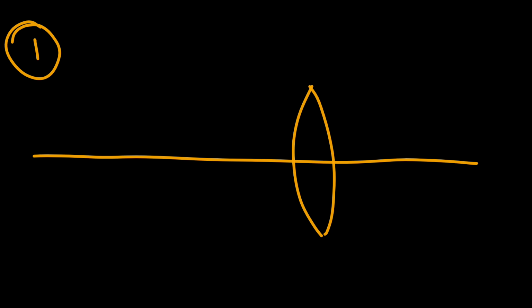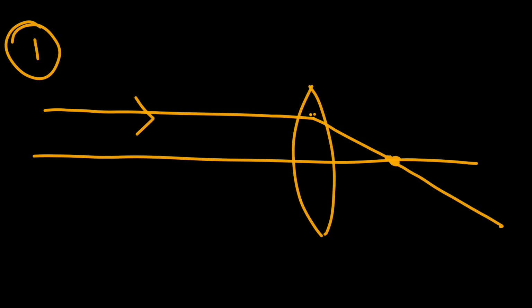Let's see the rules for drawing image formation for lenses like the convex lens and the concave lens. Let's see the first rule. The first and most important rule, rule number one: let's take a convex lens. When a light ray passes parallel to the principal axis, it converges to one point over here. After refraction, it passes through that point, and that point is called the focus, right?